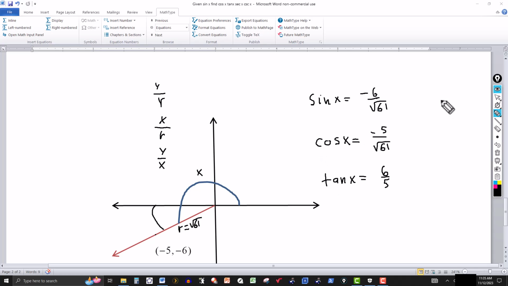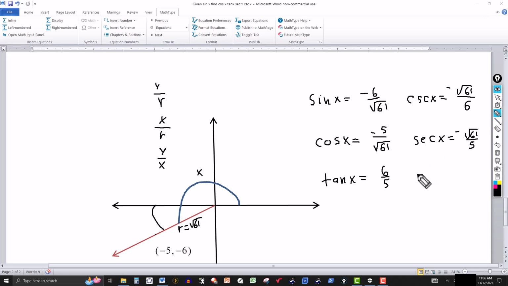Now the other ones are just reciprocals of that. So if I know the sine, I know the cosecant. It's just a reciprocal. So this will be the square root of 61 over 6, and I put the negative in the numerator. So negative the square root of 61 over 6. For cosine, I know the cosine, so I know the secant. They're reciprocals. So secant of x is equal to the square root of 61 over 5. Put the negative up here.